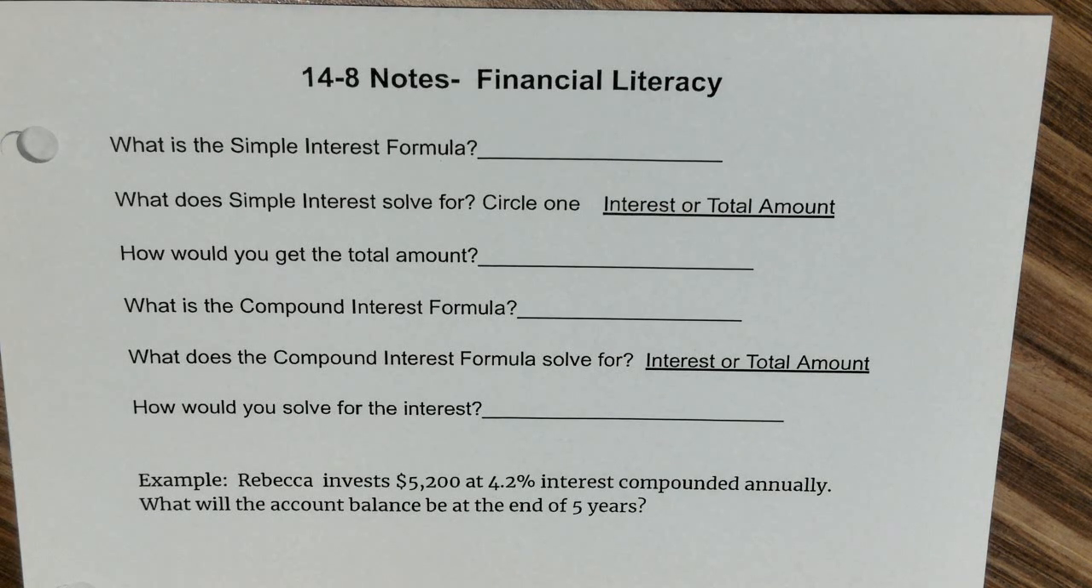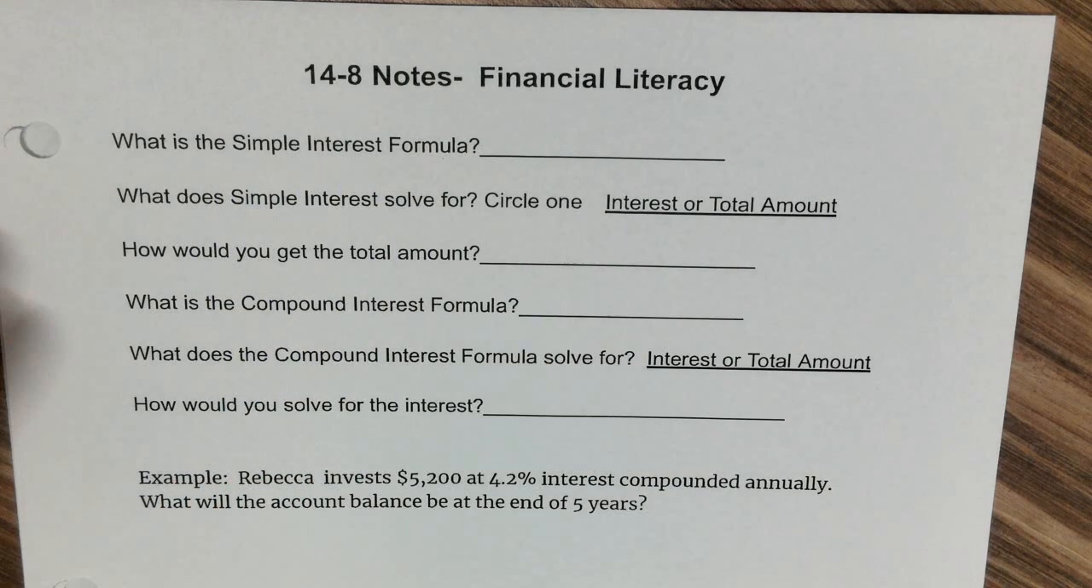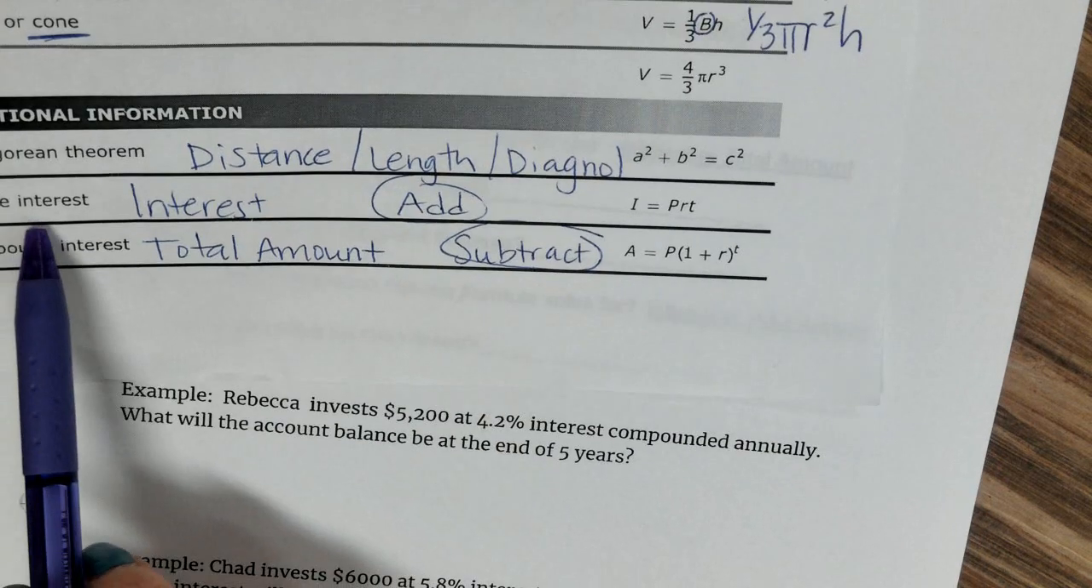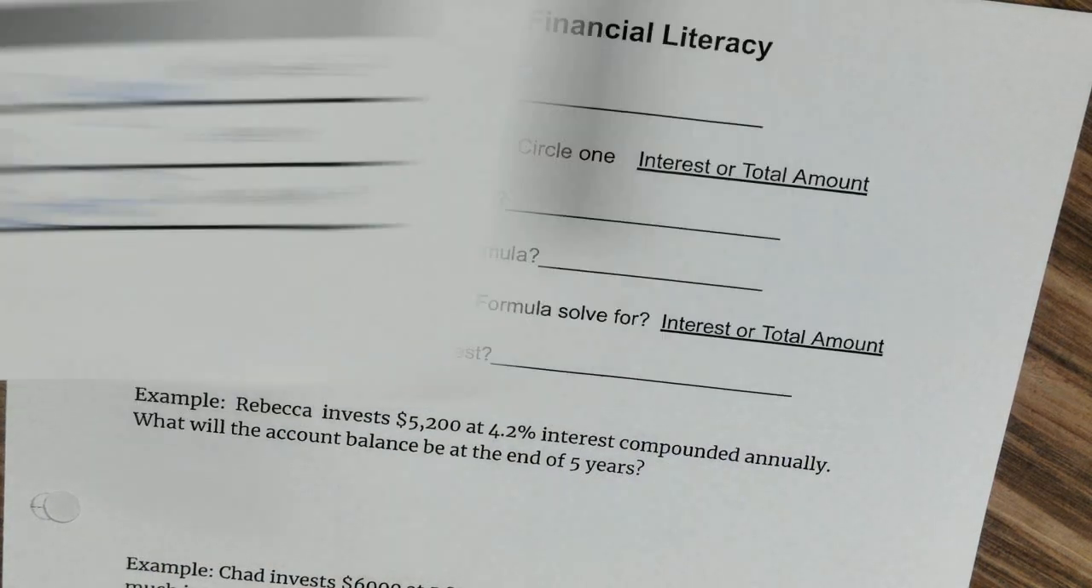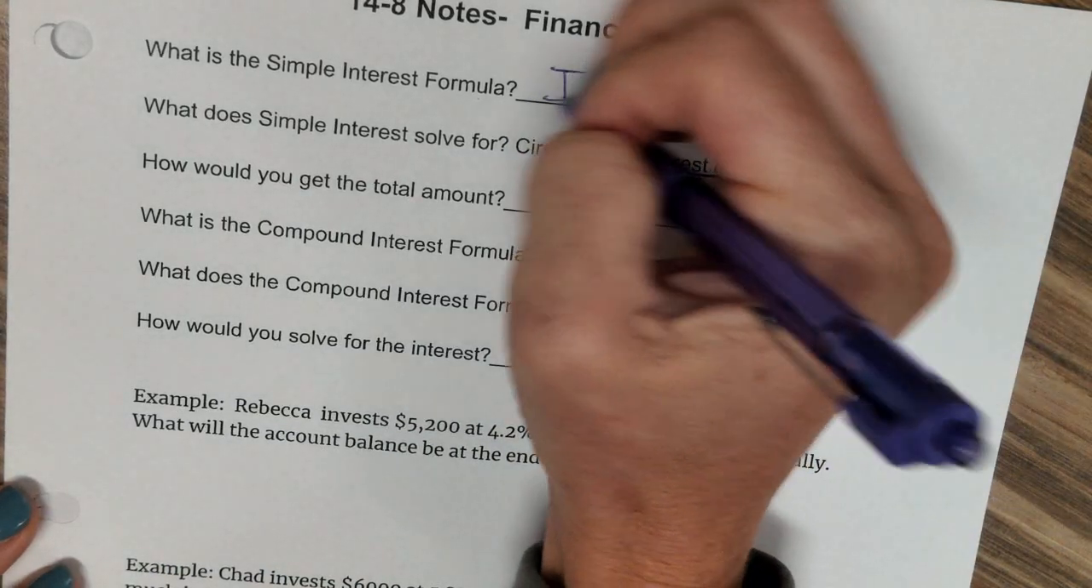Today we're going to go over financial literacy, which is simple and compound interest. It also is estimating college cost. All right, what is the simple interest formula? If you have your star chart, what is the simple interest formula? I equals PRT. Write it down.